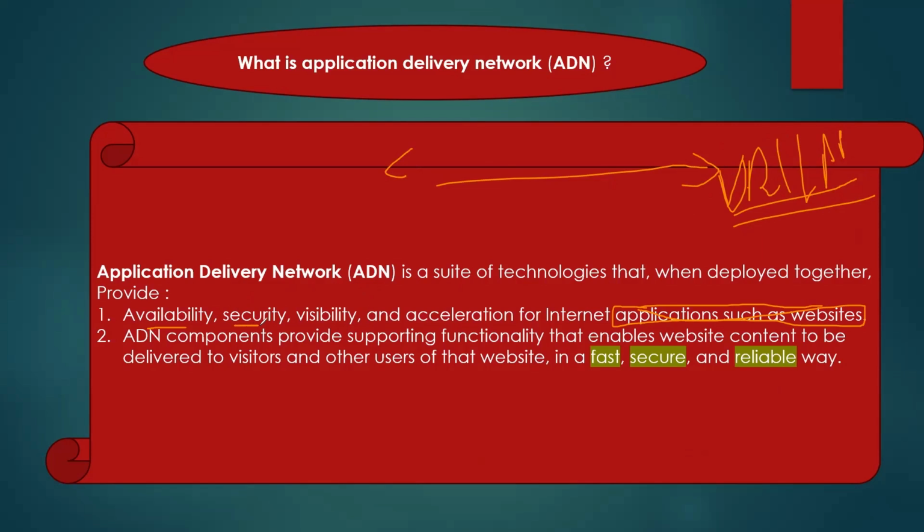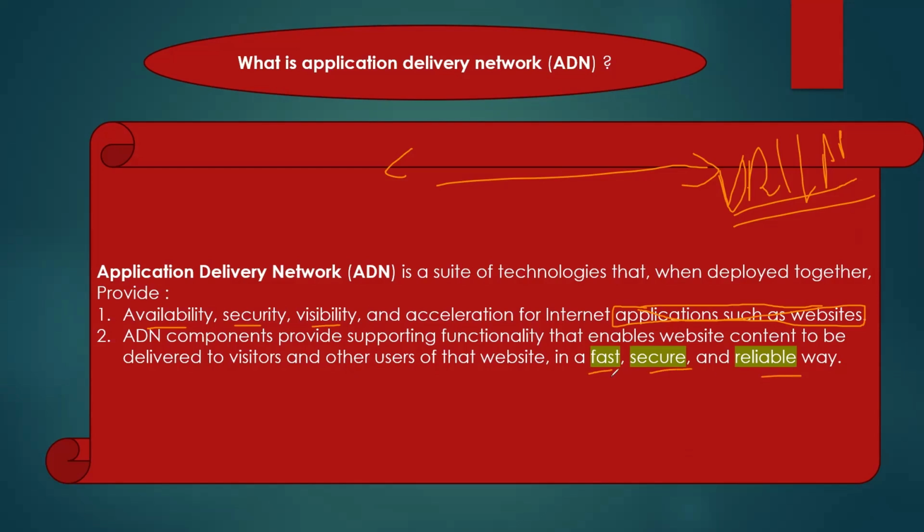It should be secure. So no one can steal the information from that particular website or URL, or breach the security. That is the second thing. Visibility should be available to all users. So this is the first thing that your ADN can provide. What other things can it provide? It should be fast, secure, and reliable, right?